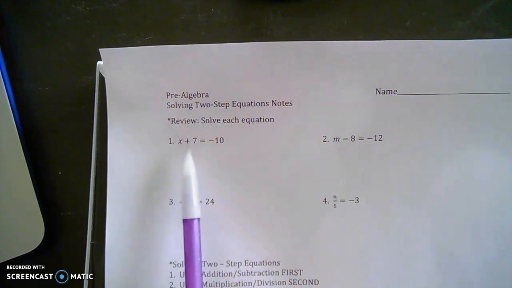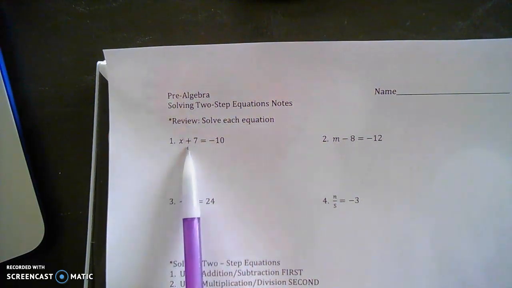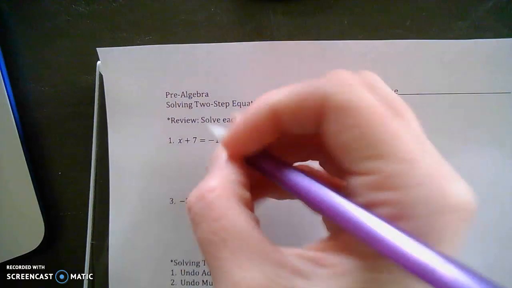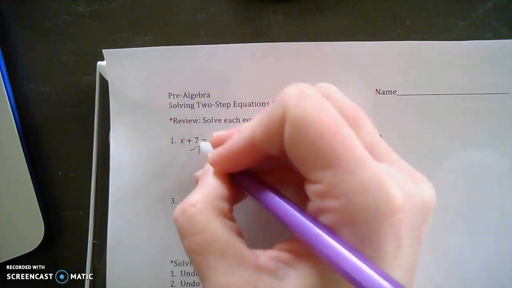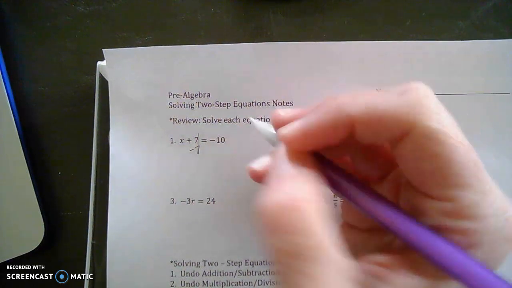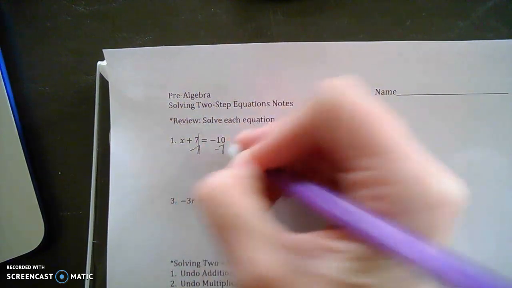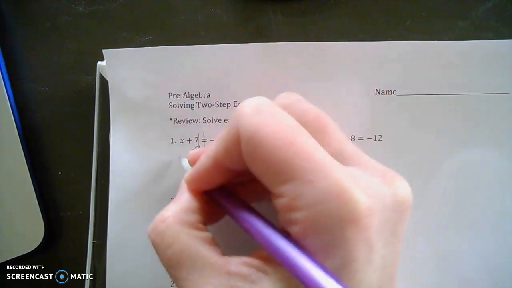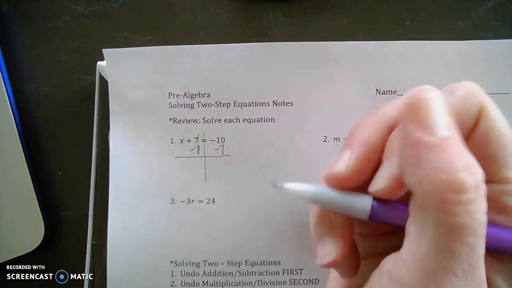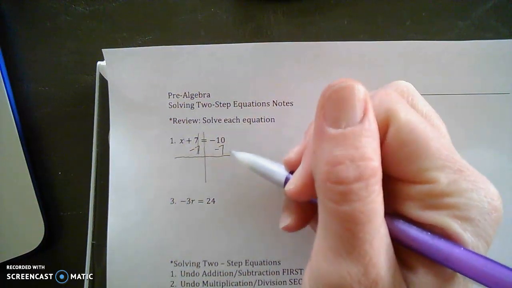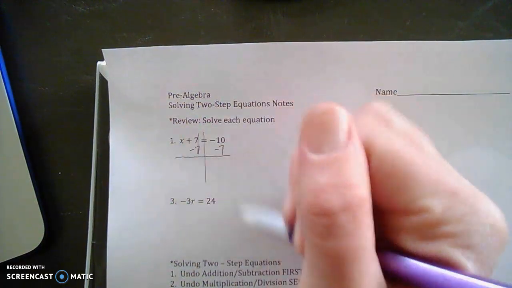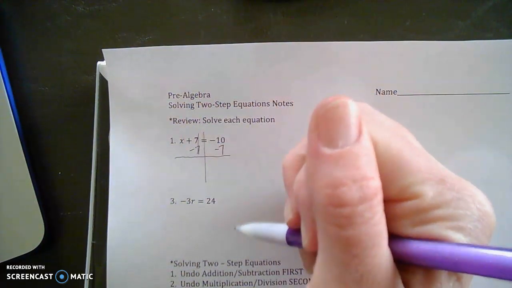So with x, 7 is being added to it. So to undo adding 7, to get the 7 to go away, we subtract 7. That will get that to cancel out to 0. Whatever you do to one side, you also have to do to the other. I know some of you like to draw your lines that way. Since we're going to get into two-step equations, it's going to be really important that you show what you're doing and draw a line after each step so it doesn't get all jumbled.